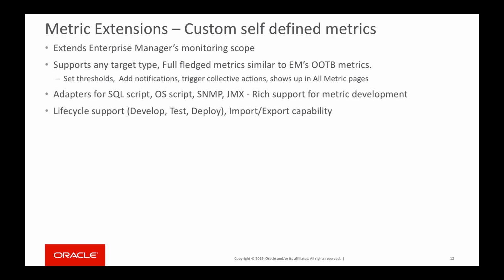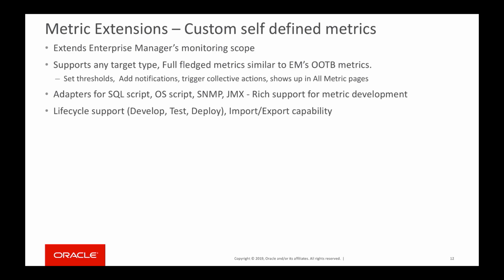The next topic is metric extension. So we talked about the metrics that are pre-configured in EM. In addition to those out-of-the-box metrics, which EM ships with, Enterprise Manager offers a mechanism that customers can craft their own set of metrics. That's metric extension. So metric extension allows you to extend the monitoring scope because you can create your own set of metrics to suit your particular needs. Metric extensions are full-fledged metrics, similar to EM's out-of-the-box metrics.